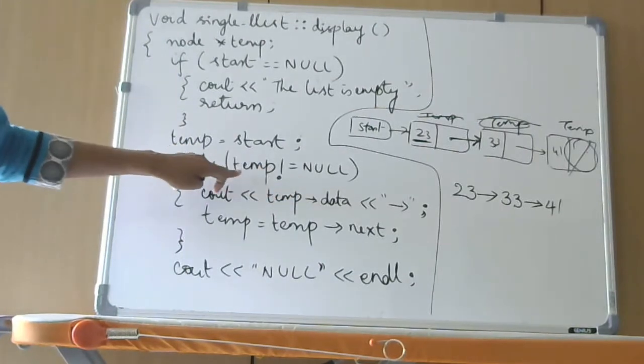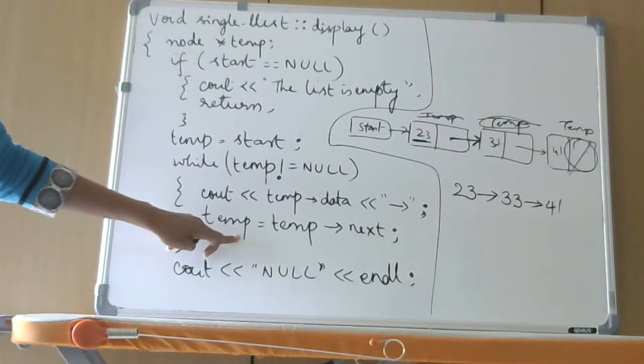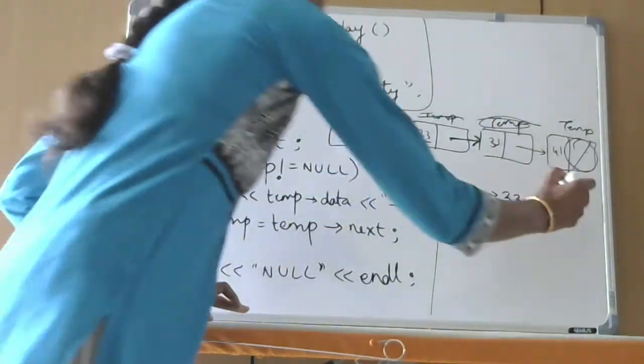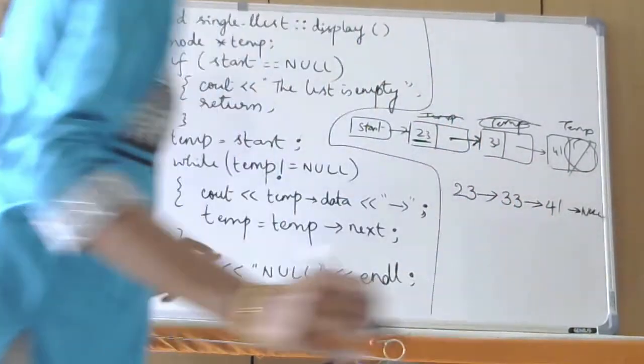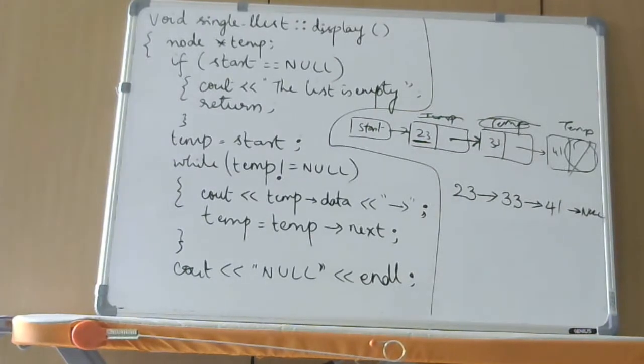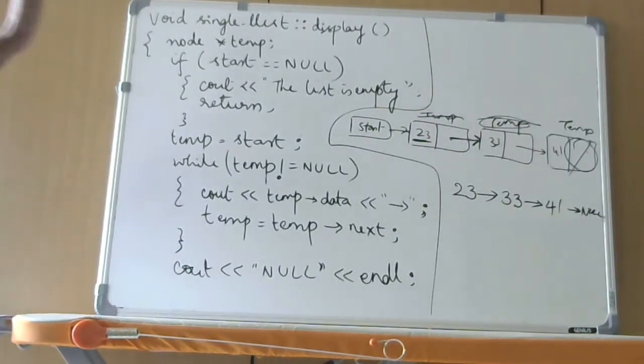This condition is not satisfied. So it will not get into this loop. It will come here. Cout null. So I will do this part and then I will write it as null, which indicates the end of the linked list. So this is a simple function for displaying the linked list.